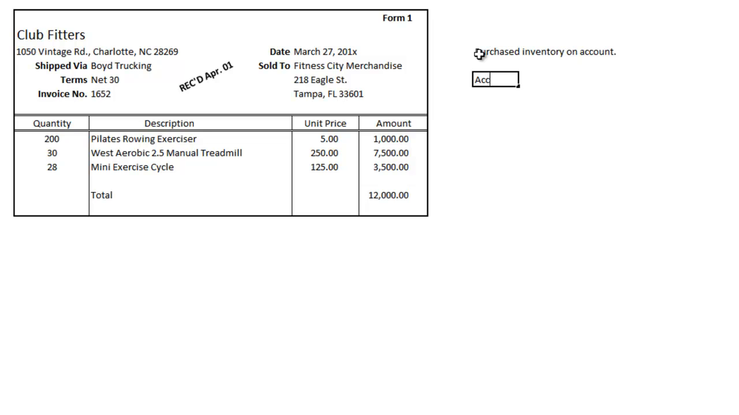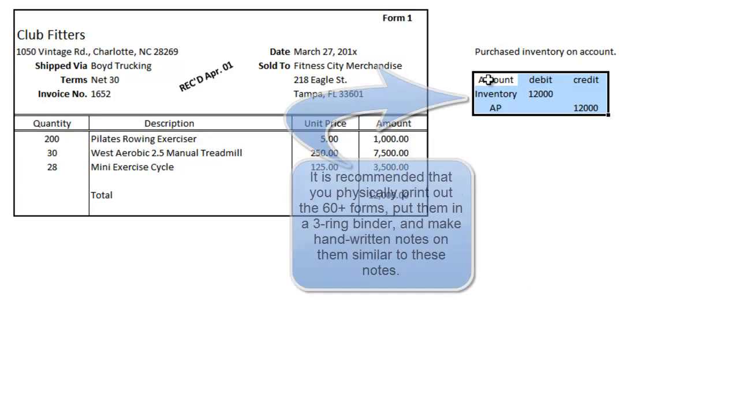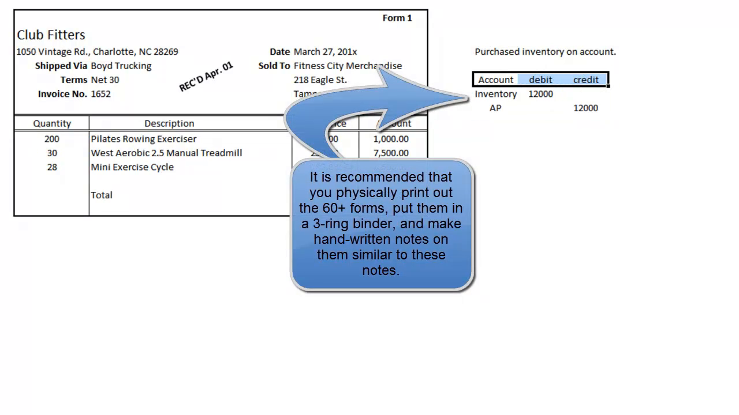You also might want to do a debit and credit column, just to remind you what's going on. So what account is going to be debited? Well, we are purchasing inventory. And our credit account must be AP. Let's tidy that up. So now we know in our journal we must debit inventory and credit AP.